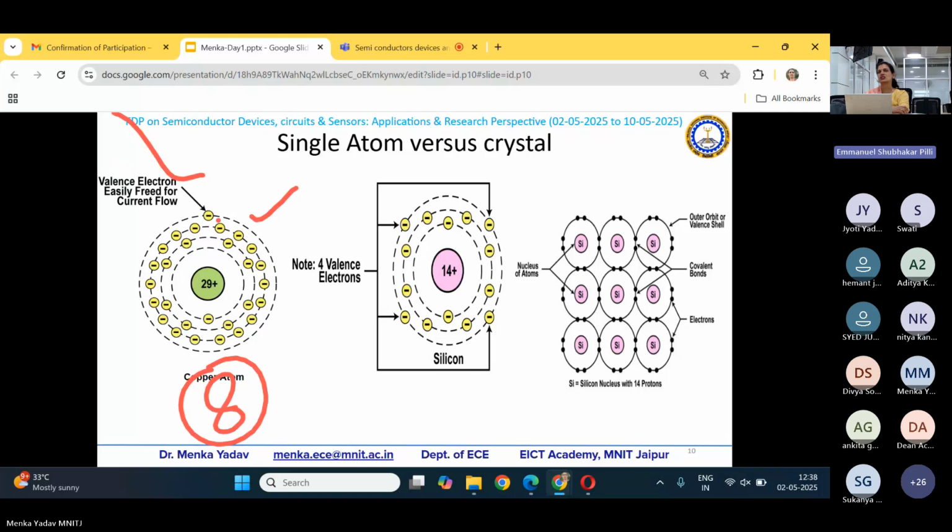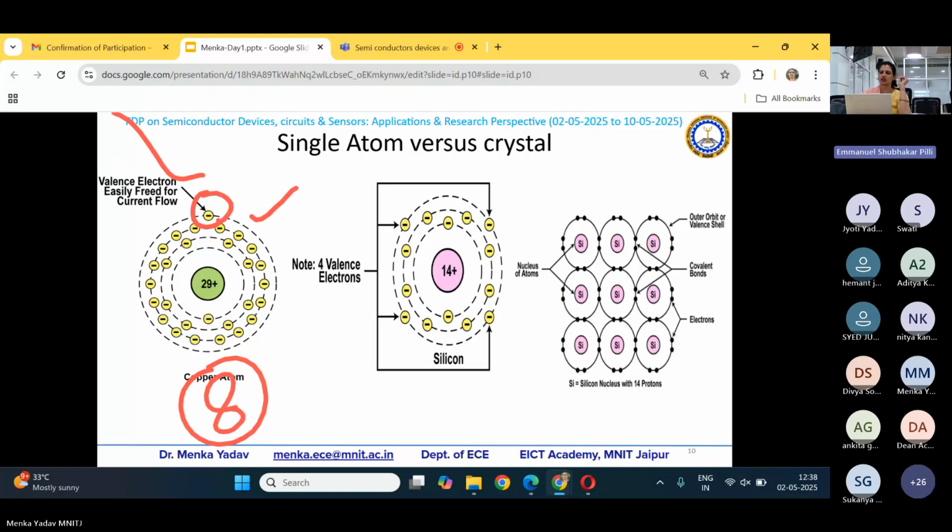So it is easy for it to give up this electron and come to the stable state, right? Because of that, it is a conductor. After giving up the electron, it becomes free in the outermost shell and can move here and there. So this electron is responsible for the current conduction.